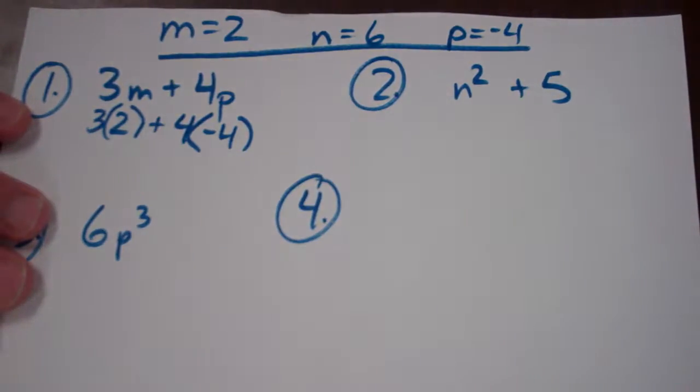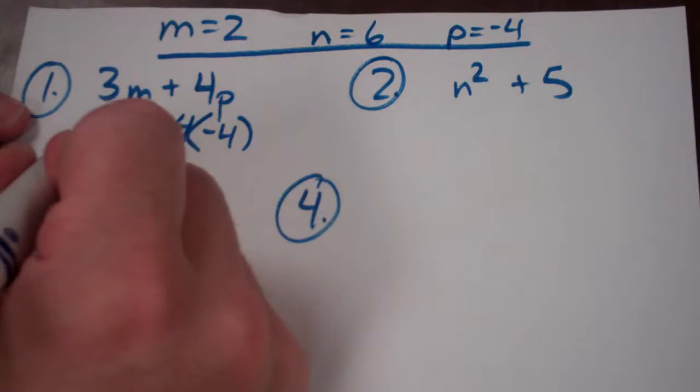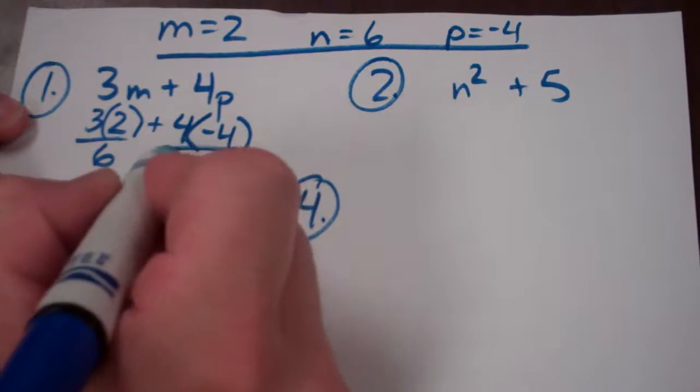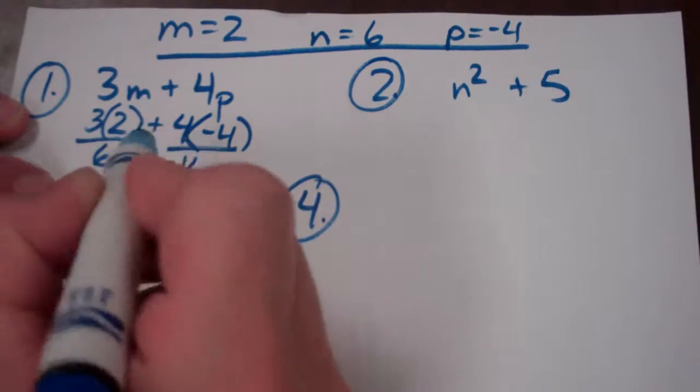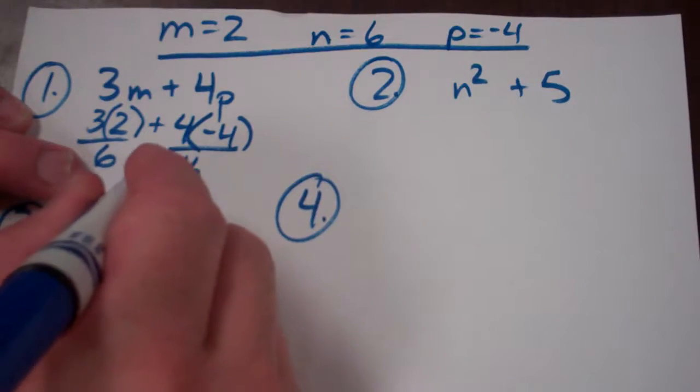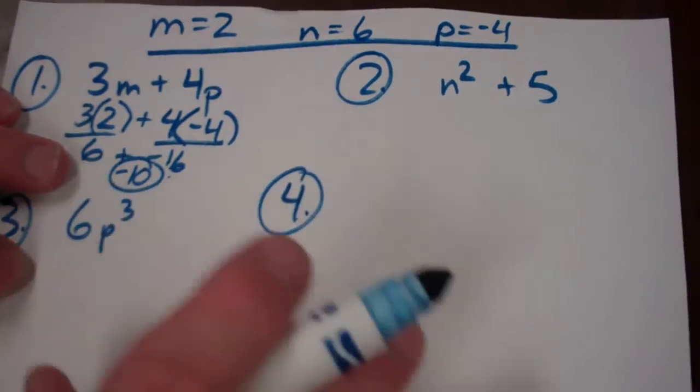And now I'm going to use order of operations to solve that. So I would try to do the parentheses, can't do anything inside of them. Exponents, I don't have any. Multiplication, 3 times 2 is 6. 4 times negative 4 is negative 16. Now I'm ready to add. They have different signs, so I subtract. Sign of the larger is negative. So my answer is negative 10.